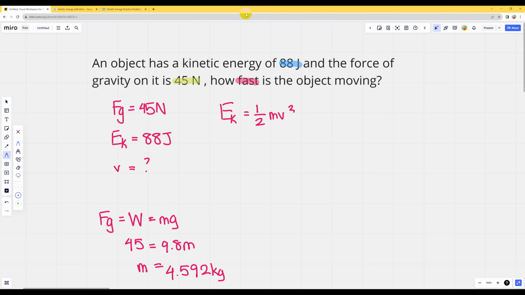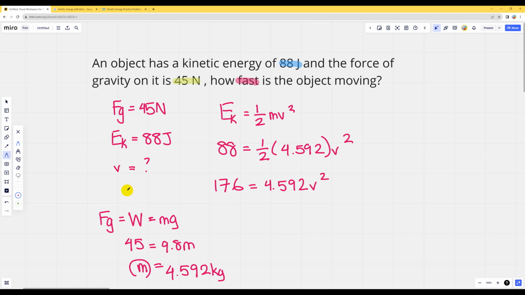Now we have the mass of the object, which means we have enough information to solve for our velocity. So 88 joules is your Ek, equals 1/2 times 4.592 times v squared. Then we're going to multiply both sides by 2, so that will give us 176 is equal to 4.592 v squared. Divide both sides of the equation by the mass, and we get v squared is equal to 38.32. Finally, we're going to square root both sides to isolate v, and we get the final answer of v is equal to 6.19 meters per second.